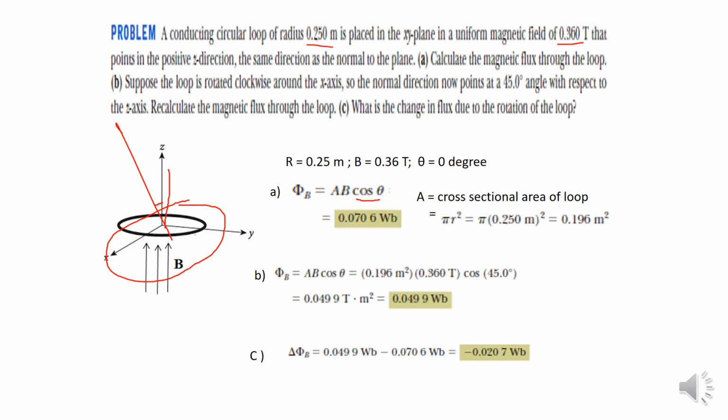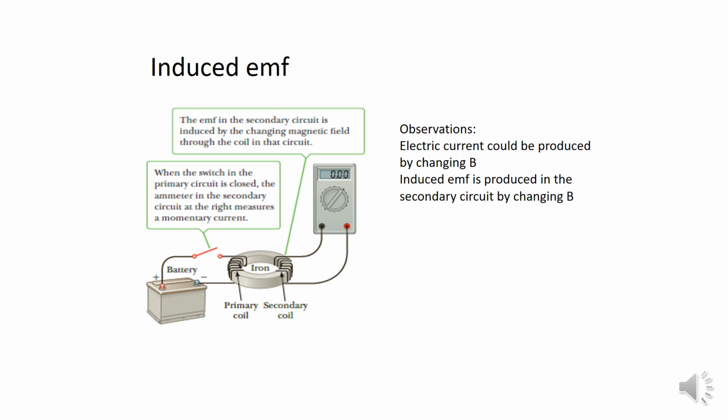Part C. What is the change in flux due to the rotation of the loop? To find the change in the flux, we just subtract the values from A and B to find the difference. As I mentioned earlier, the change in the flux will create electric current. As you can see from this diagram, we have a battery connected only to the primary coil. There is no battery connected to the secondary coil. These two coils are wrapped along an insulated iron, meaning there is no connection between the primary coil and the secondary coil. Logically, there will be no current at the secondary coil.